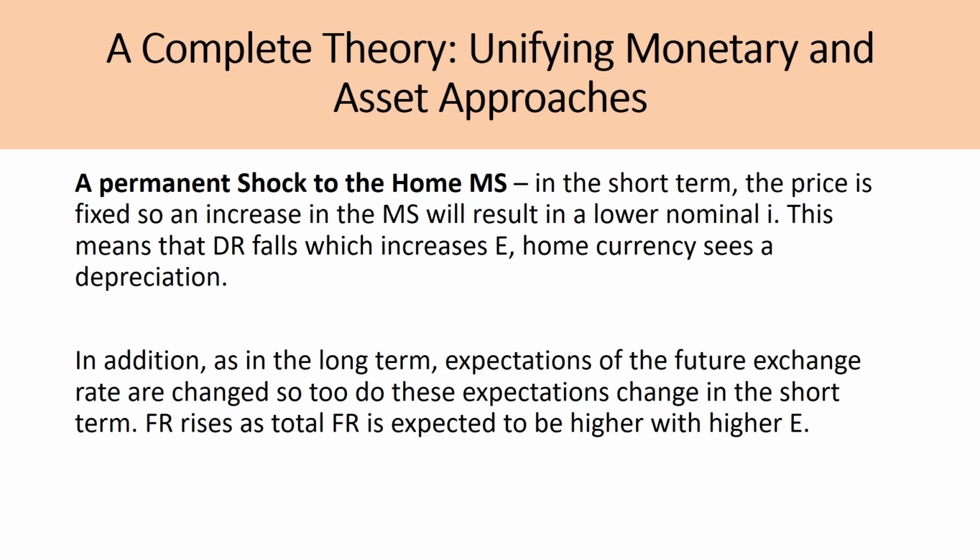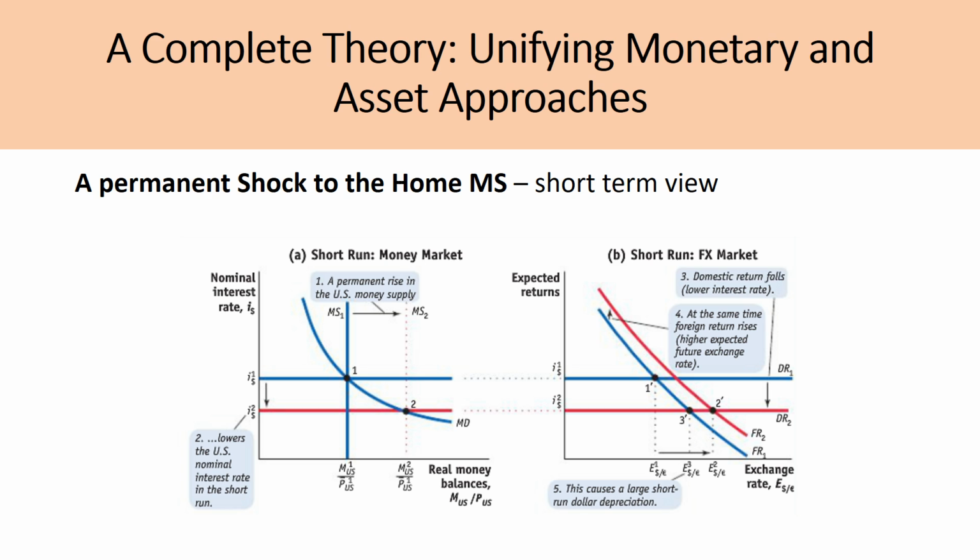And in the short term, we already talked about this, the price is fixed, so an increase in the MS will result in a lower nominal I. This means that the domestic returns fall, which increases E, and the home currency sees a depreciation. So an increase in the MS curve, in the short term, the nominal interest rate will adjust, right? The MS curve will shift to MS2 over here in the short term. In the long term, it'll stay at MS1. But in the short term, it will shift over to the right, and therefore the equilibrium interest rate falls and domestic returns fall in the short term. Okay? That's quite important.